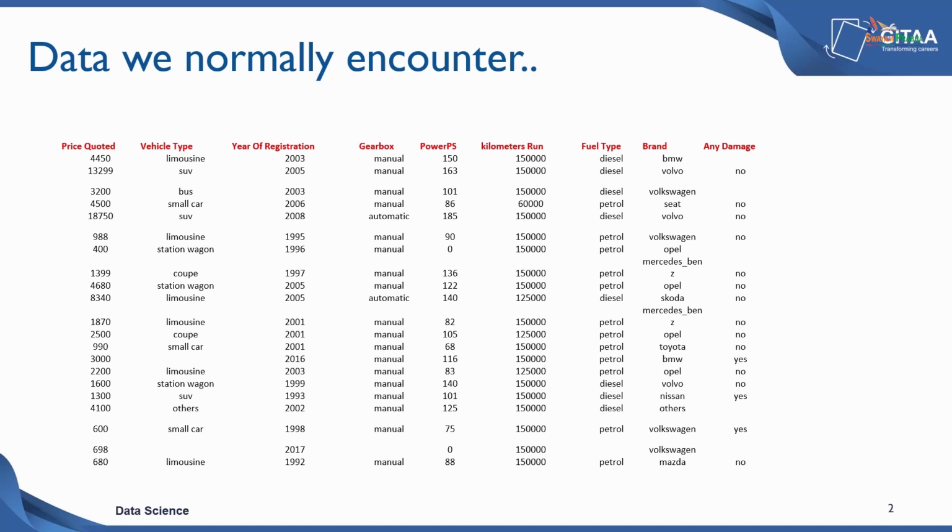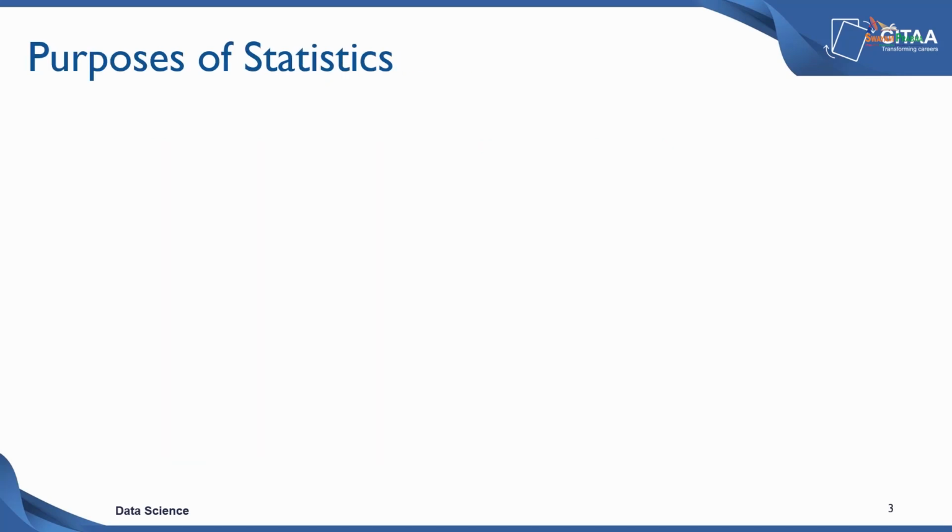So we normally encounter data. This is just a snapshot of data which has about 43,500 rows. So there are 43,500 cars for which we have information on all these variables. As we clearly can see, it's very difficult to get a meaning or a sense out of this data by just looking at it. So statistics helps us understand the nature of the data that we have in a far more succinct format.